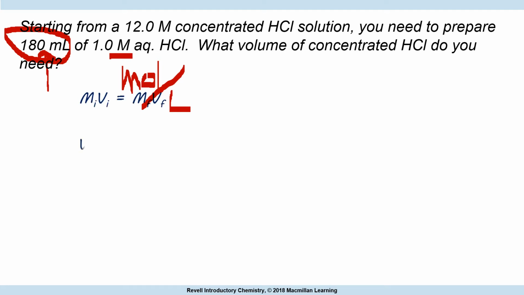Okay, so write down the formula, and what do we want to know? We want to know the volume of the concentrated HCl. So we're solving for the initial volume. How much do we need to make that final volume of 1 molar, and we need 180 milliliters of that.